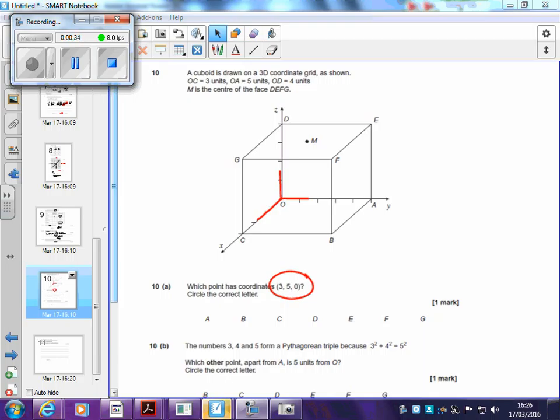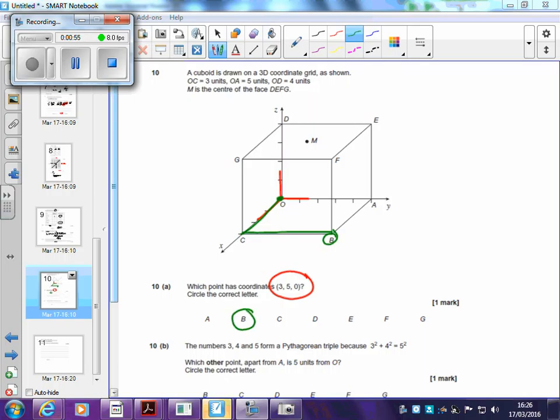So always start at 0, 0, 0. I'm just going to get a different colour pen. So always start at your centre 0, 0, 0, and we've got a coordinate 3, 5, 0. So 3 along the x-axis, so that will take us 3 out. 5 along the y-axis, so that will take us along 5. And then 0 height, so we won't go anywhere, so it's point B.